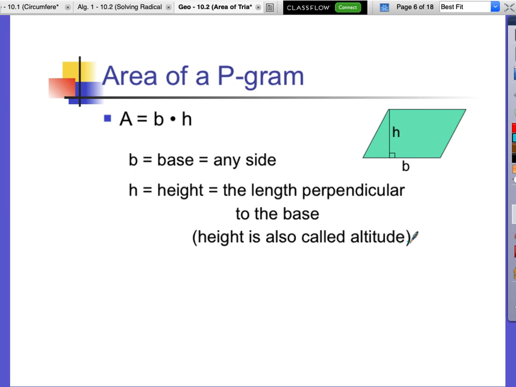So in a parallelogram, all four sides are not necessarily congruent, since they're not a square. But we can actually use any of the four sides for our base, because our height is relative to whatever our base is. And we'll see in a little bit how that works out. Kind of pretty neat.